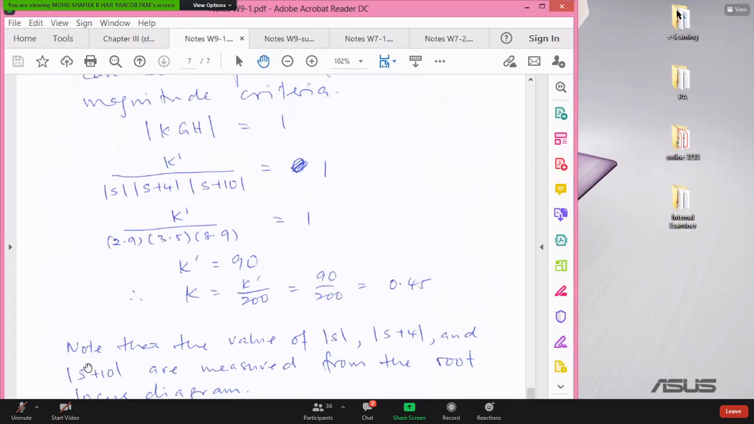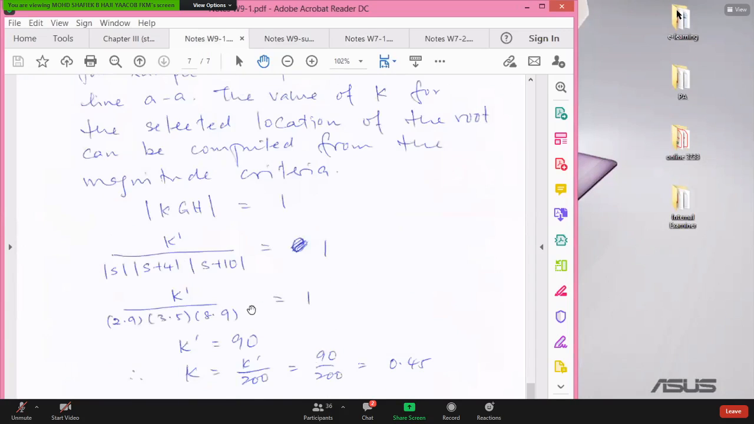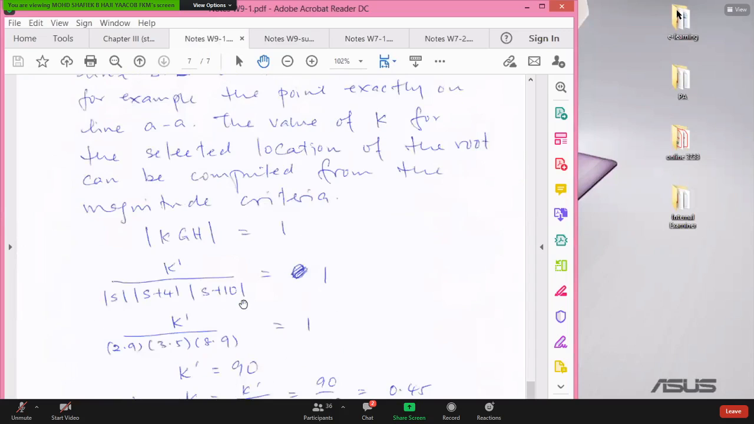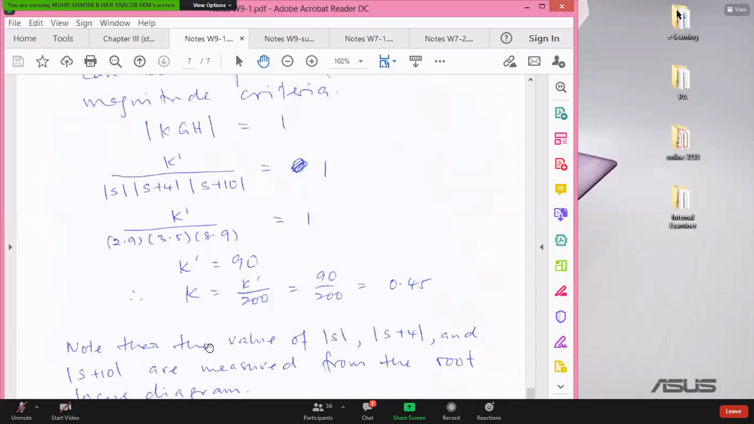Okay, so here I have a note. Note that the values of the magnitude of s, s plus 4, and s plus 10 are measured from the root locus diagram. So now this is the second part of your question. Answering this question, you're going to earn another 4 marks. So that is how you estimate the value of your controller gain K from your root locus diagram.